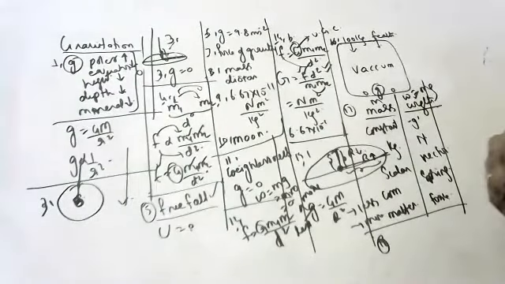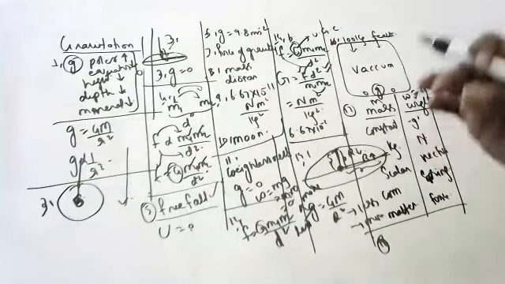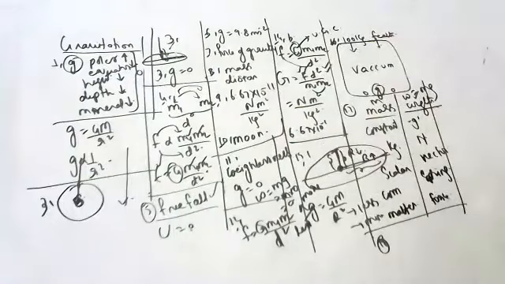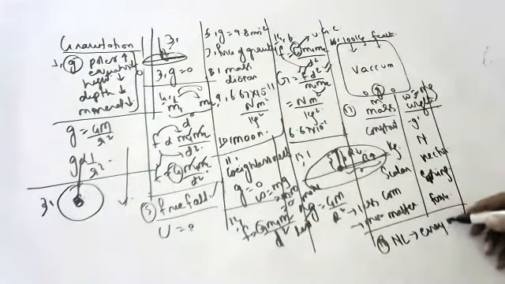Next, why is Newton's law of gravitation called universal law? It means it is applicable to every object in the universe.